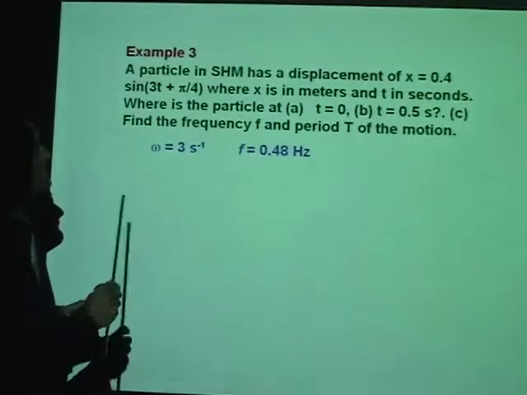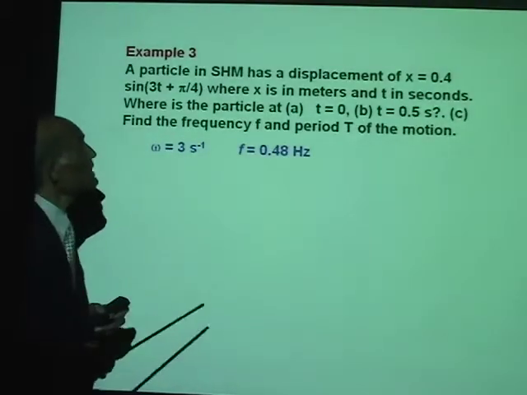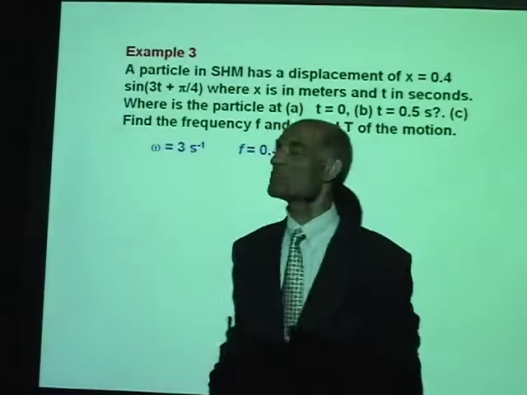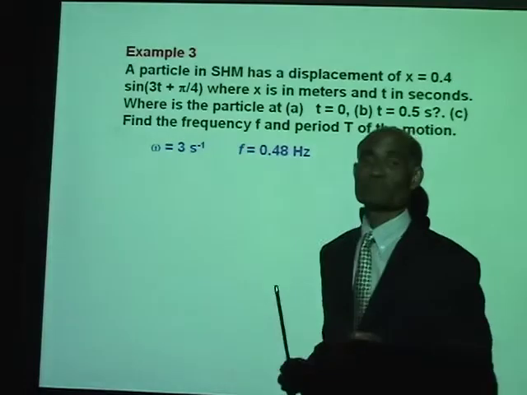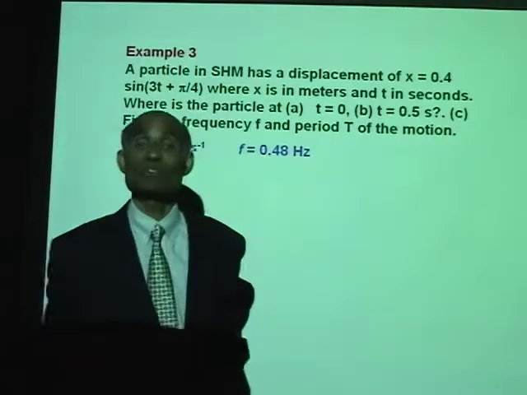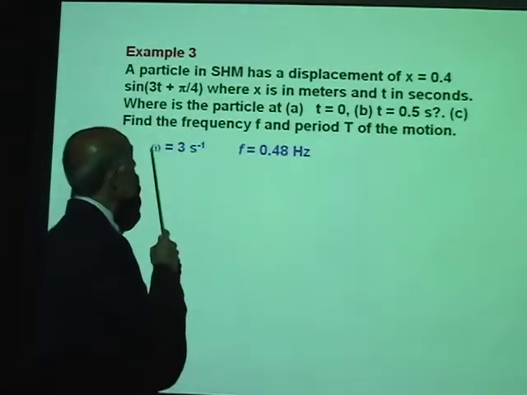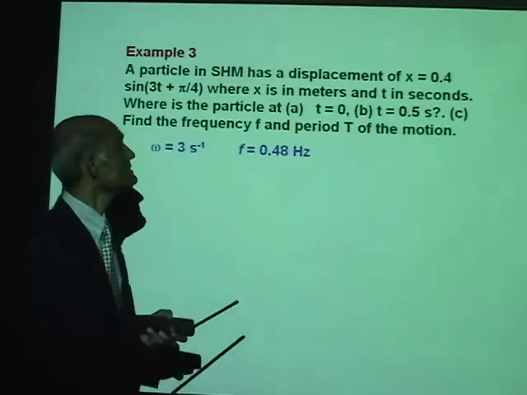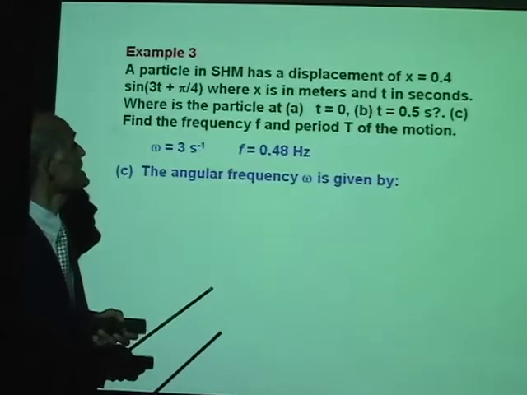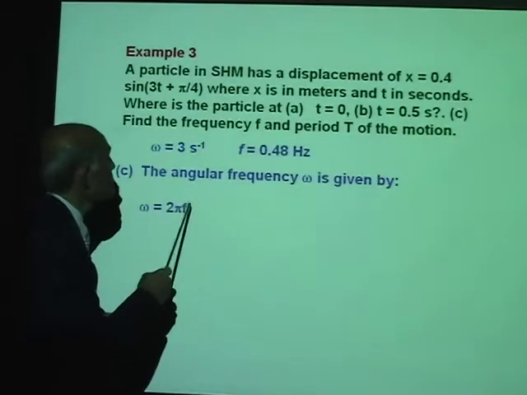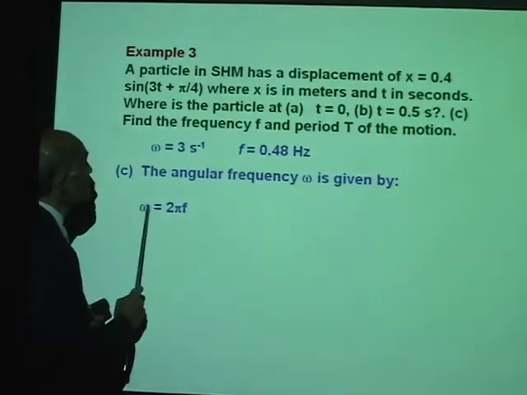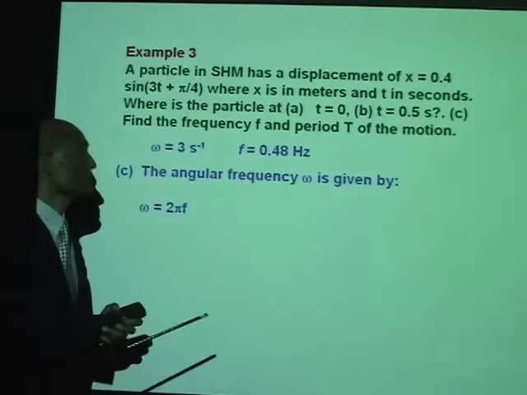Okay, what's the next one? Find the frequency f and the period T. Now, anybody help me to find the frequency f? Well, we know omega. If you know omega, you know your frequency. All right, how is the frequency related to omega? The angular frequency omega is given by omega equal to 2 pi f. Therefore, if you know your angular frequency, you know your frequency.